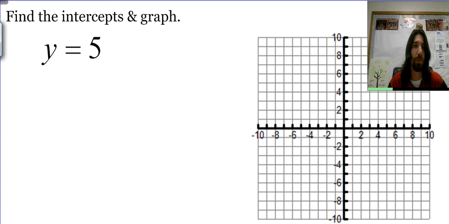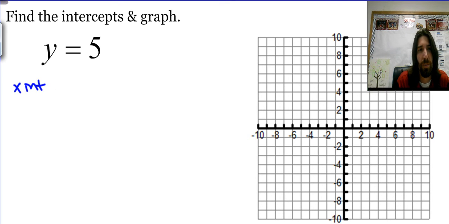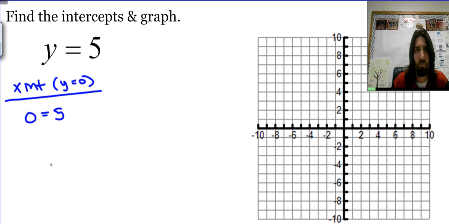y equals 5. So if I'm trying to find the x-intercept, now hopefully your mind is remembering some things about this, but if I'm trying to find the x-intercept, we know we plug in 0 for y. So if I plug 0 in here, I get 0 equals 5. Does that ever happen? No. 0 never equals 5. Therefore, there is no x-intercept.